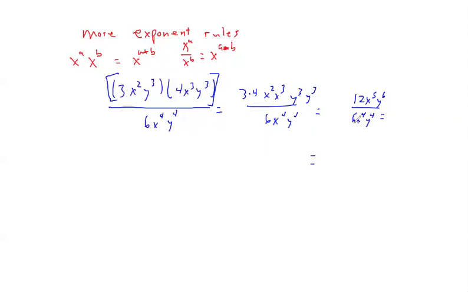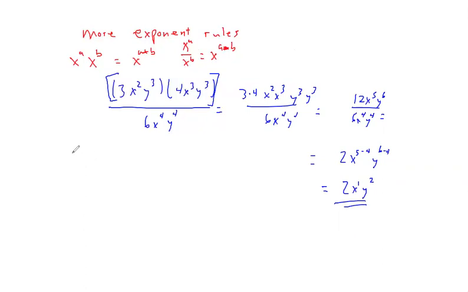So then down here I'm getting 12 divided by 6 is 2. So then this is x to the fifth minus 4, and this is y to the sixth minus 4, which is then 2x to the first y squared. Now, what happens when b is larger than a?